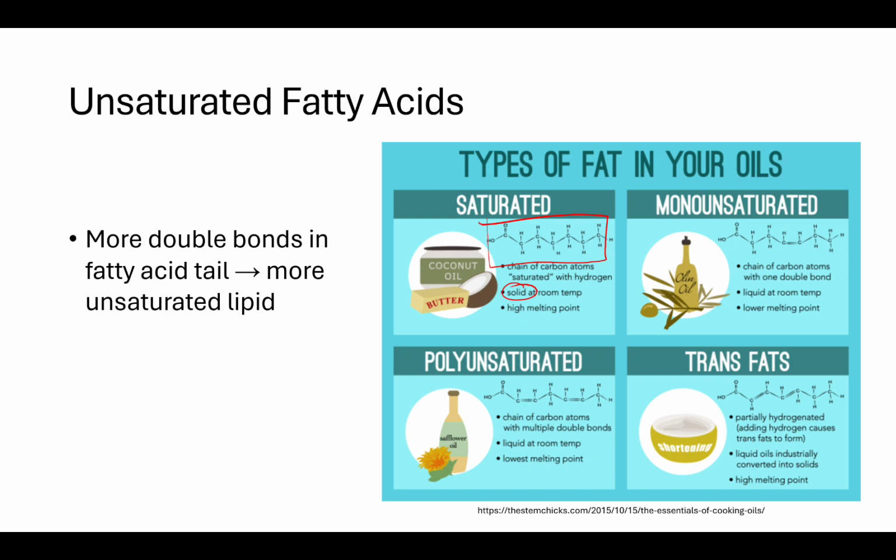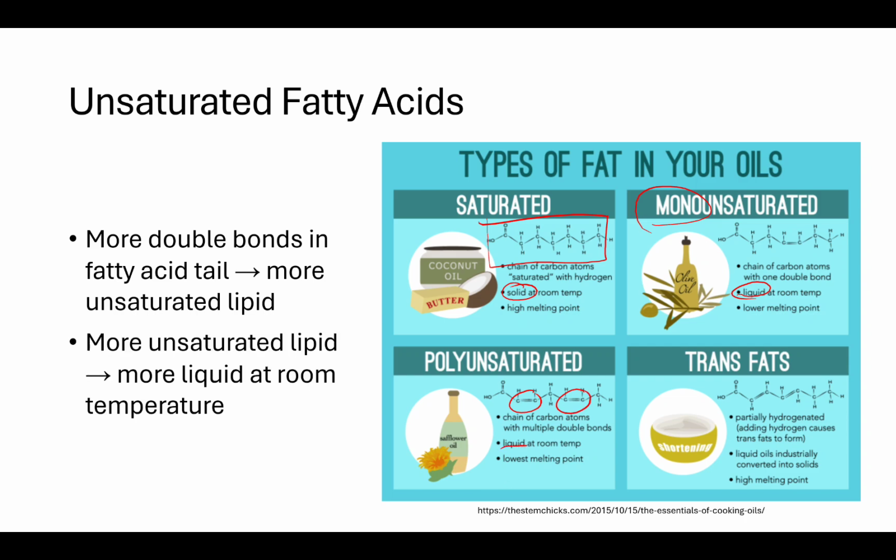But if you do have some double bonds, like if you just have one double bond, that's a monounsaturated fat. And notice these are liquid at room temperature, and they have a lower melting point than saturated fats. If you have a polyunsaturated fat, it has multiple double bonds. It is liquid at room temperature, but it also has the lowest melting point of all. So the more unsaturated a lipid is, the more double bonds it has, the more liquid, more fluid it's going to be at room temperature.